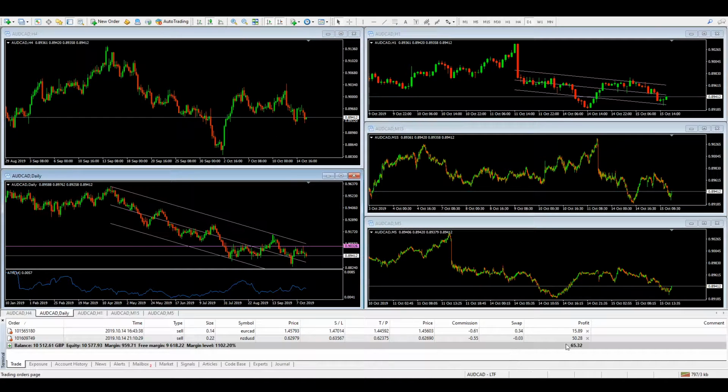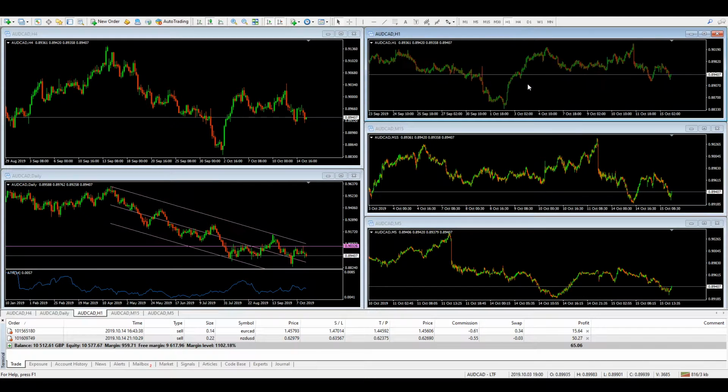Let's just see what's going on. Since yesterday, I had opened two positions, as you can see, that are open here. So one on the EURCAD, one on NZDCAD. We'll come to those a bit later, but let's just, as normal, cycle through the market and see what's going on in terms of opportunities.